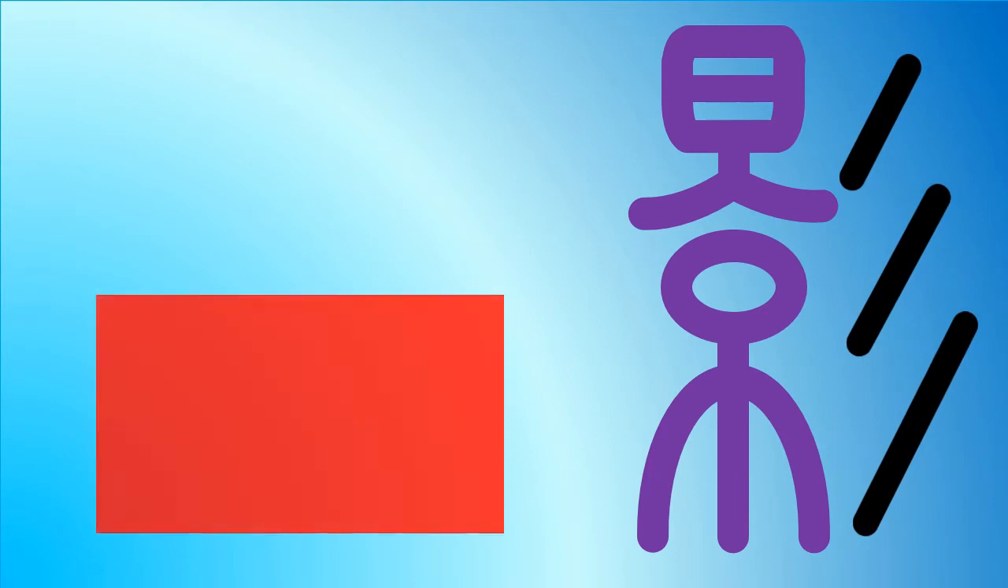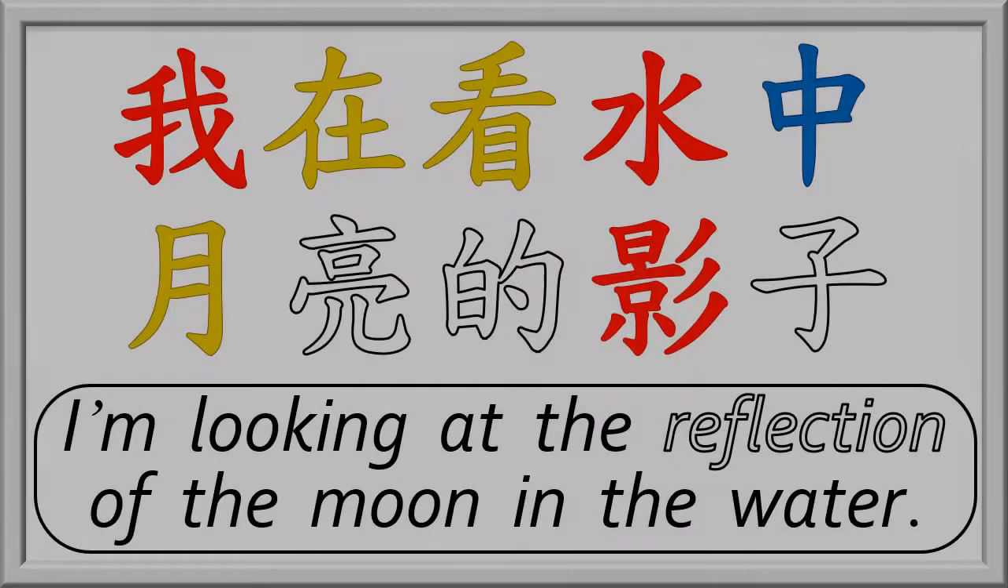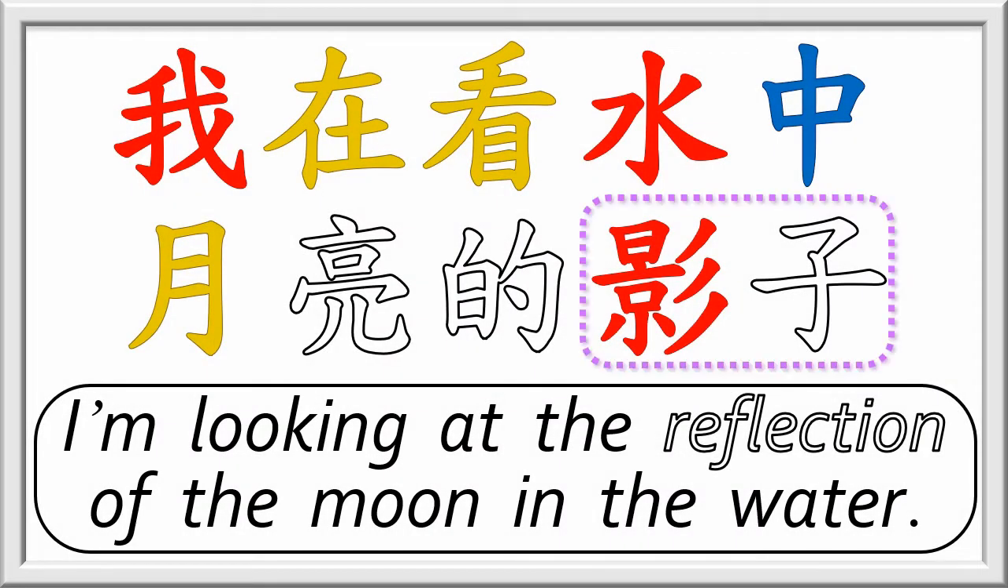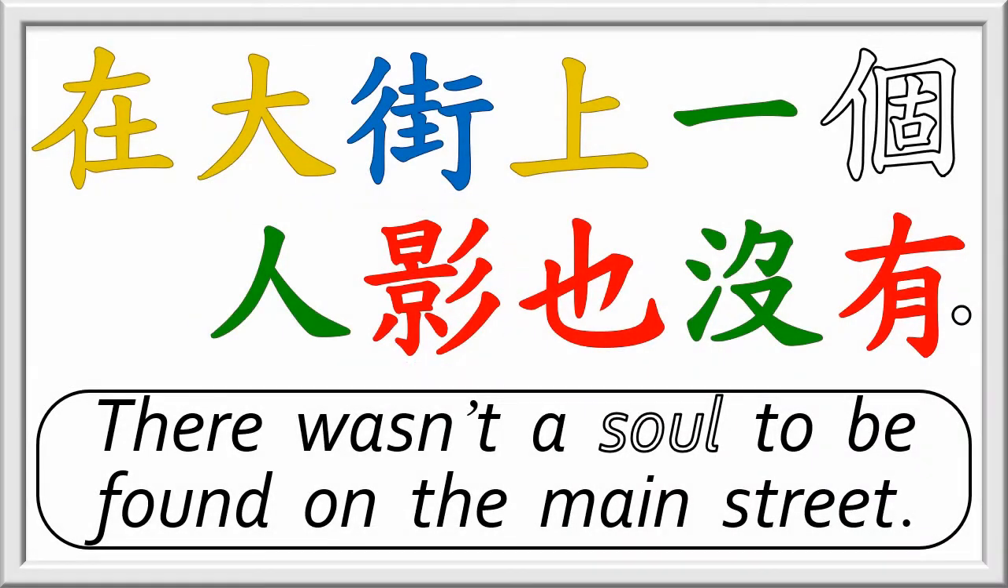Our third character today combines jing as phonetic with 3 side strokes, indicating a vague outline. It's pronounced third tone, ying, ying, and means the sun high above has thrown a shadow, reflection, or image. 我在看水中月亮的影子. I'm looking at the reflection of the moon in the water. 在大街上一个人影也没有. There wasn't a soul to be seen on the main street.